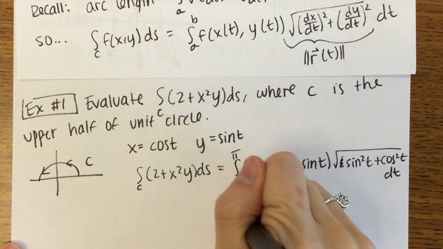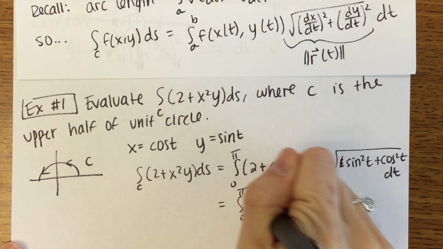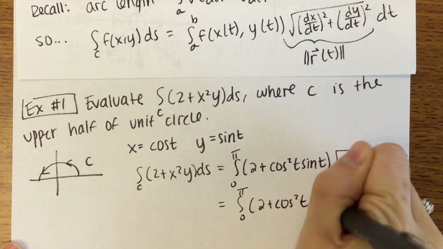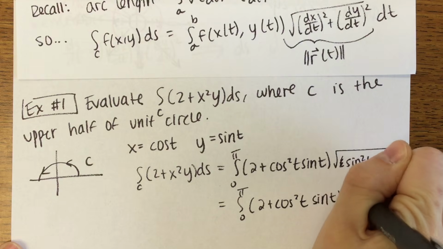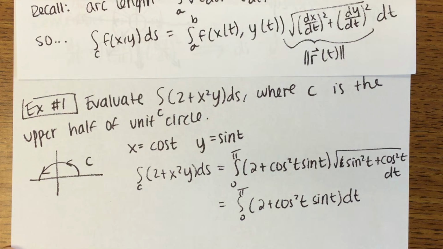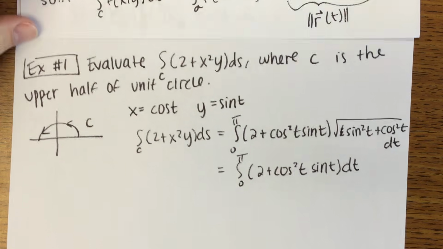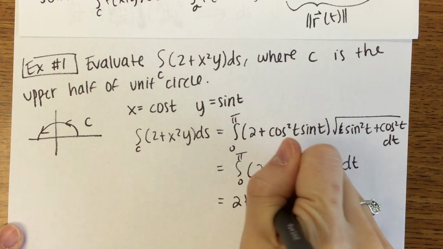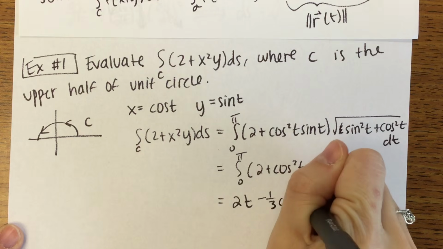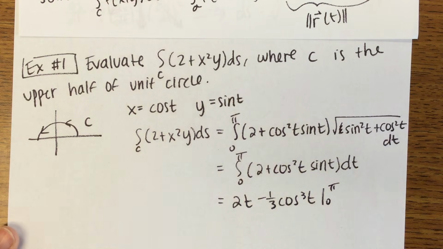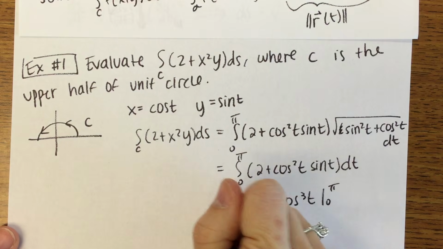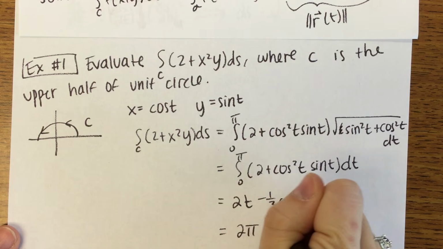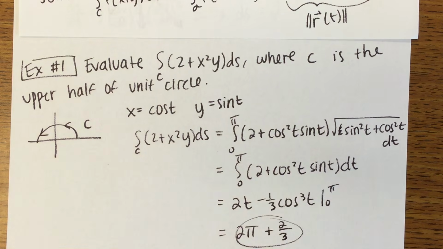So that's 1, so we just get the integral from 0 to pi of 2, add cosine squared t, sine of t, dt. And then that's just integrating like normal. So this will give us 2t, subtract 1/3 cosine cubed t from 0 to pi. Final answer being 2 pi, add 2/3.